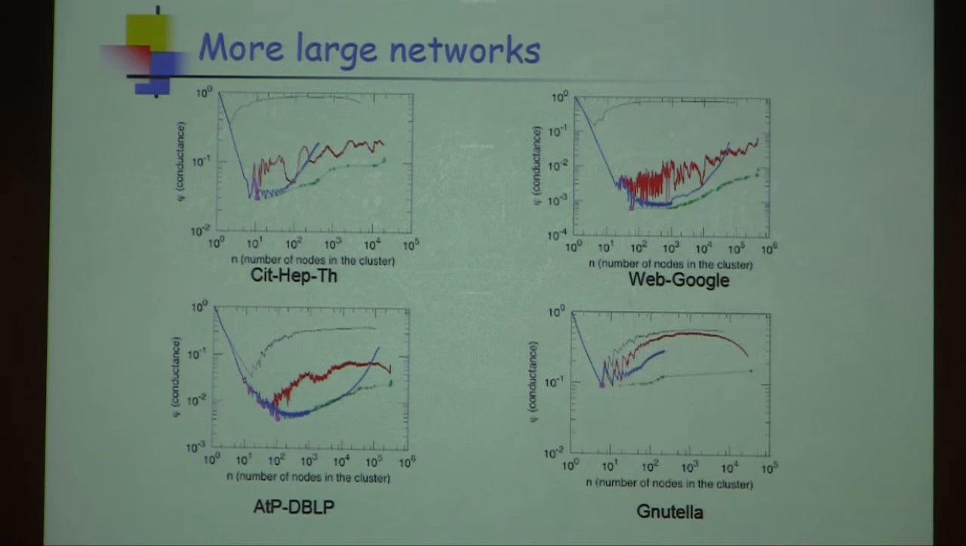Sometimes people ask me, what if you change your definition of community to modularity? How does this behave? And modularity, I told you, is volume. So not surprisingly, if you plot a measure that's basically volume as a function of volume, you're going to go down and down and down and down. So that's definitely the case.